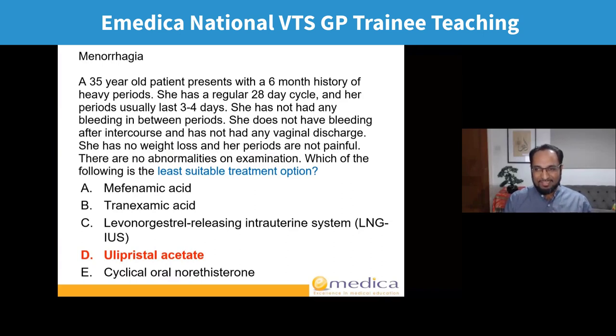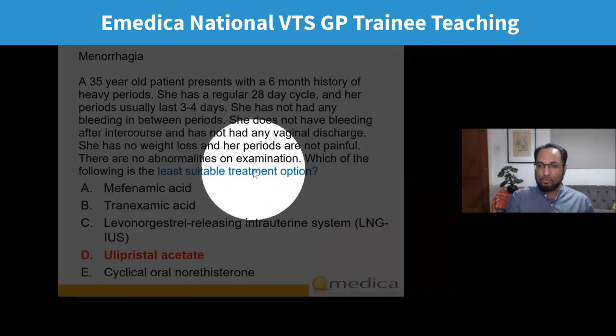Something really important: doing well in the AKT is down to both knowledge, i.e. you've learned the material, you've learned the curriculum, and then technique. Someone could work really hard, learn their stuff, but if you don't read the question carefully, you don't manage your time, you miss certain keywords on the day of the exam, unfortunately, you can still lose marks and ultimately fail. So this is what we call a negatively framed question. The question's asking, which of these is the least suitable treatment option?